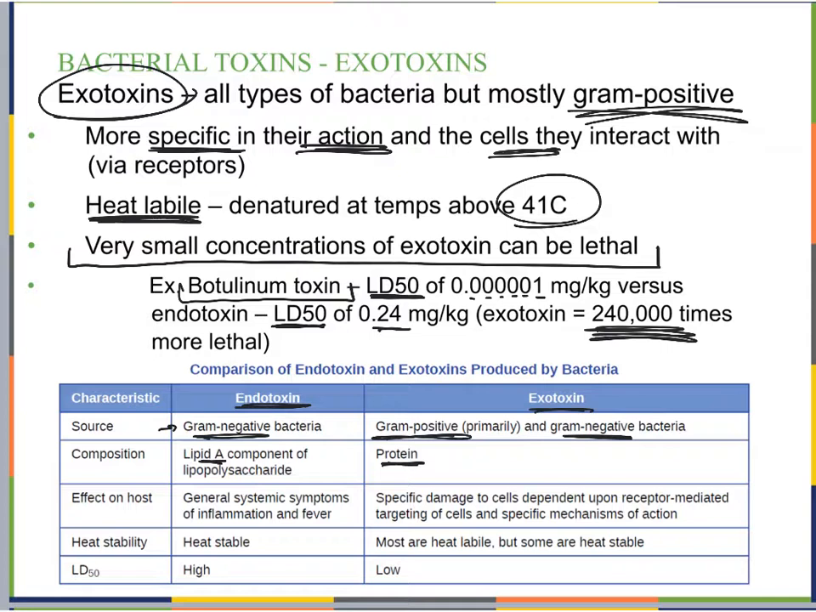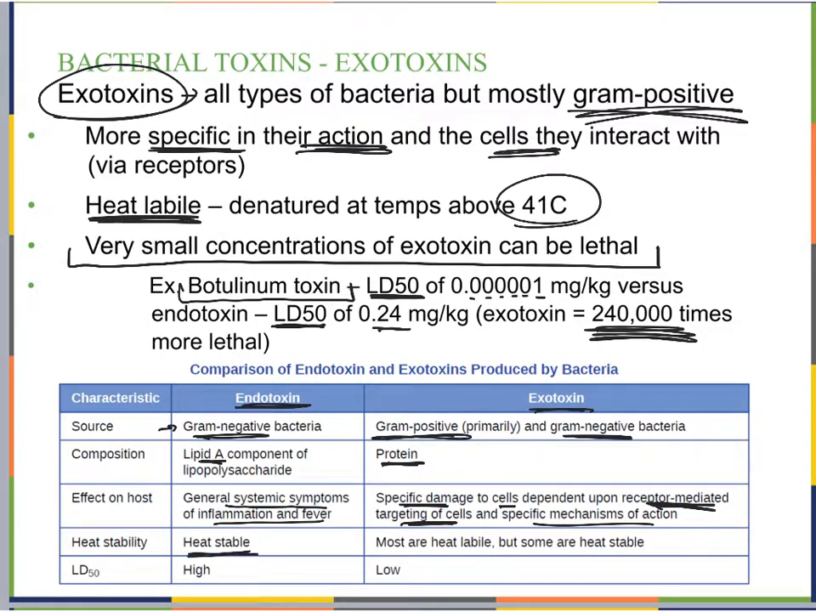The effect on the host: we have our general systemic symptoms, so we have inflammation and fever, our general overall response to a toxin. In our exotoxin, we have specific damage to cells. It depends on this receptor-mediated targeting, that's why we said that these are more specific in their action. So receptor-mediated targeting of cells, and then they have specific mechanisms of action. It's not just initiating this inflammatory response.